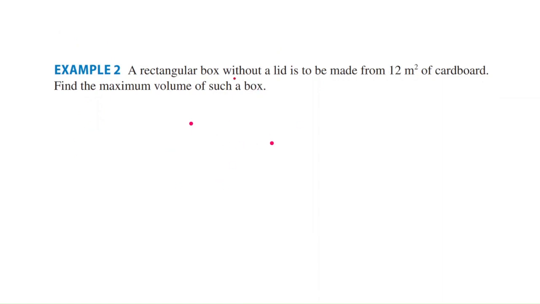The one condition is the 12 meter square of cardboard. So this is nothing but the area of that cardboard. You have to find the maximum volume of such a box. It is like a rectangular box, meaning a cuboid with one side open.